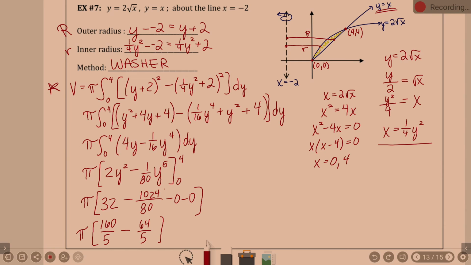I don't like this one. Wait, so that's 96 pi over 5?